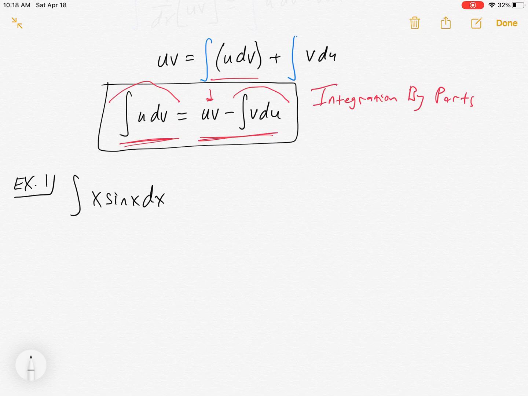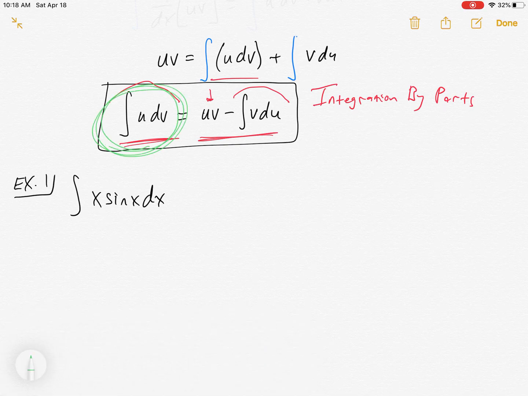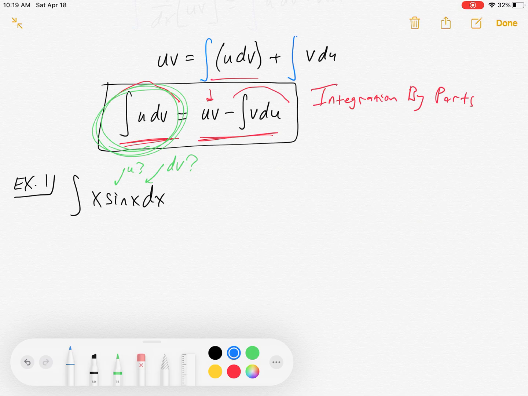So the first one we're going to do, example 1, was one of those I mentioned at the very beginning of this video: the integral of x sine x dx. So the task in these is to think of that as this. Part of this is going to be u, part of it's going to be dv. So where's my u? Where's my dv?